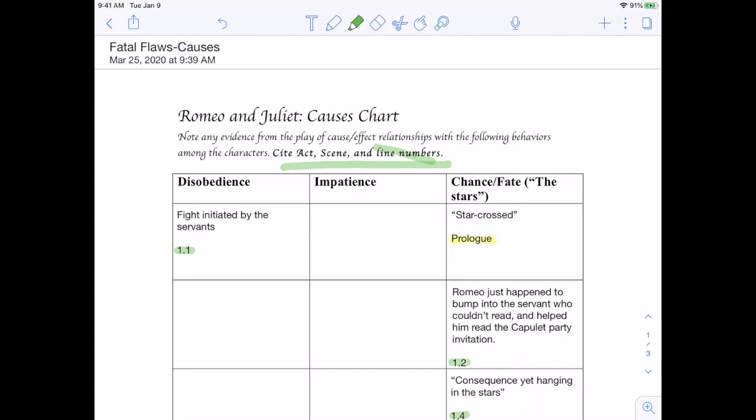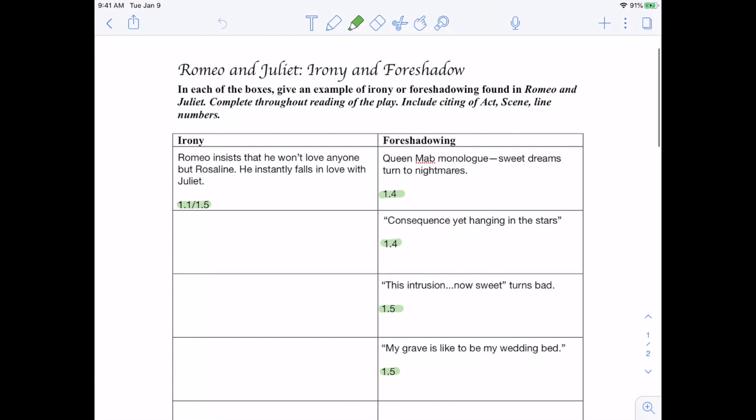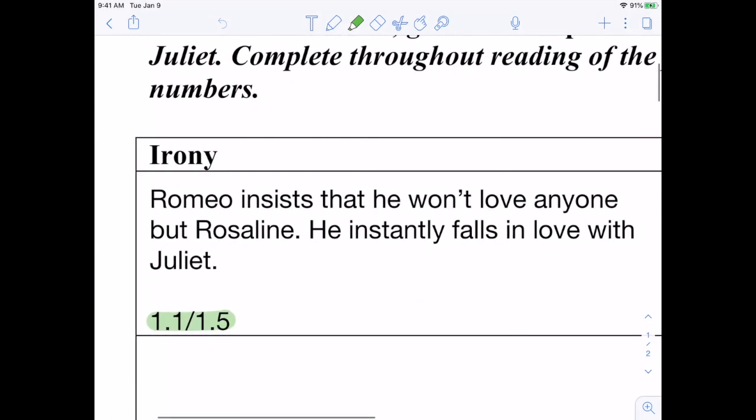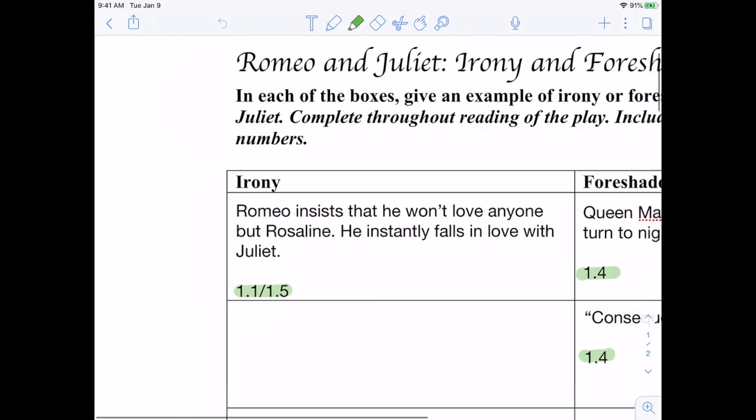Now let's switch over to the irony and foreshadowing chart. And I got a few for you there. I don't have anything from the prologue, although technically the prologue gives away the whole ending. But let's start with irony. In Act 1, Scene 1, Romeo insists that he will not love anyone but Rosaline, but then in Scene 5, he instantly falls in love with Juliet. So that's an example of situational irony, because he says, oh, I could never love anyone but Rosaline. Well, dude, you actually did right away the second you saw Juliet. So that would be some irony there.